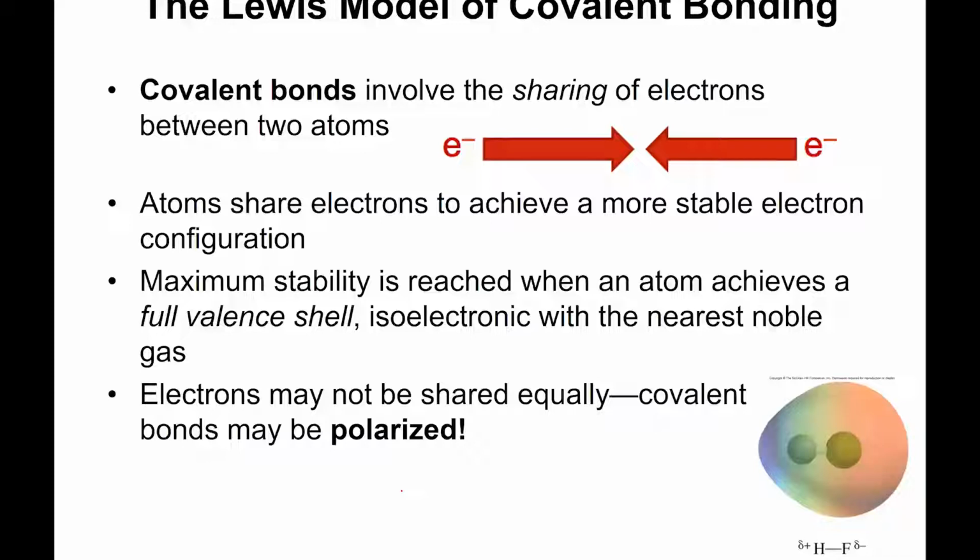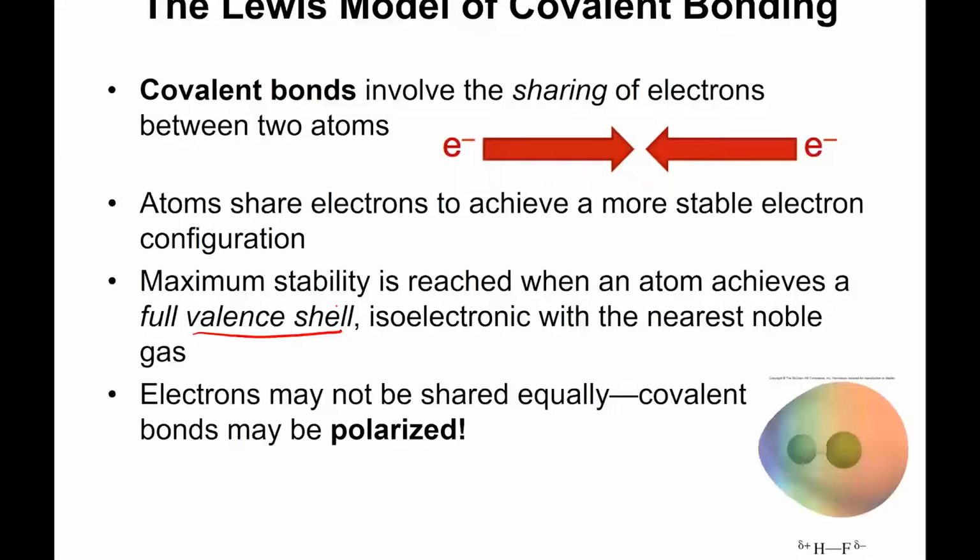So remember that covalent bonds, as mentioned before, involve sharing electrons between two atoms, almost always nonmetals. Atoms share electrons to achieve a more stable electron configuration. So maximum stability is reached when an atom achieves a full valence shell. Remember that the valence shell is the outer shell of the atom itself. And when it is filled, the atom becomes more stable.